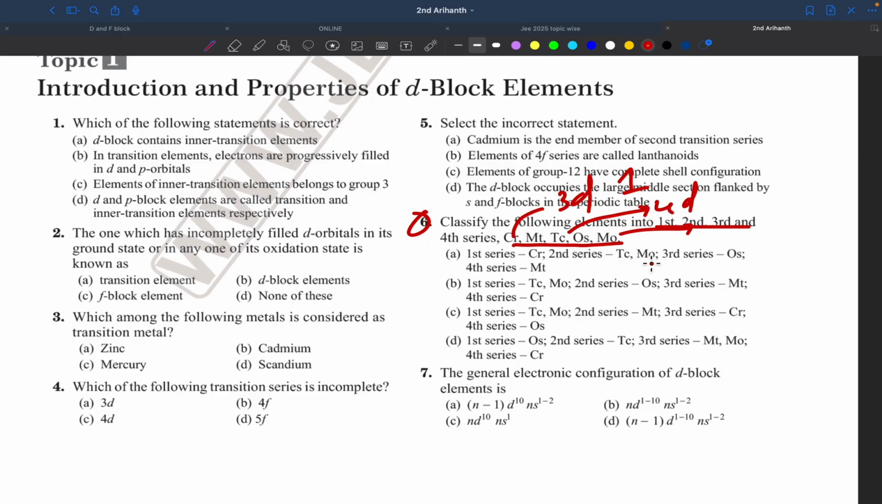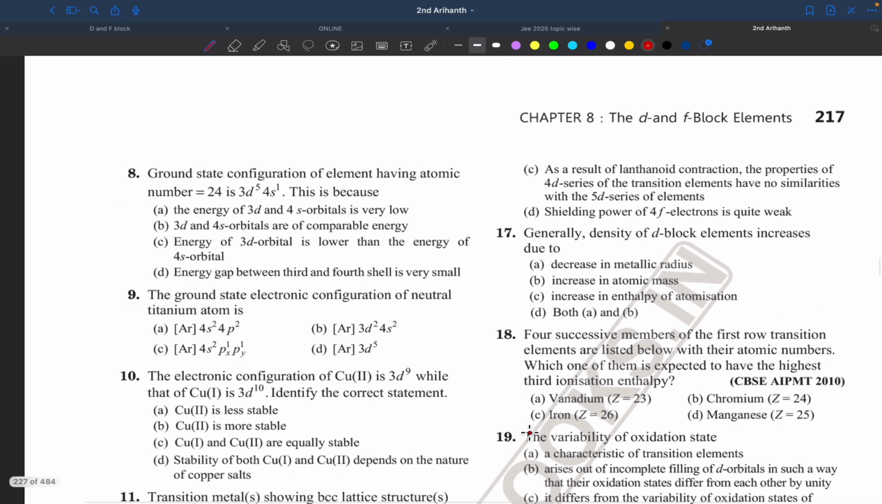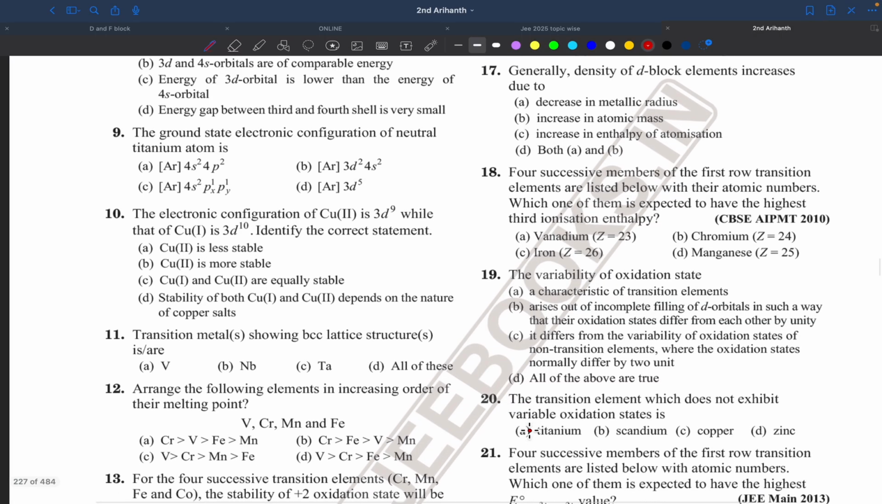Molybdenum belongs to the 4D series, that is the second series. Chromium is in the first series here. Answer is the first option. The general electron configuration of D block elements, you have to mention this one. So what should be the answer? n-1 d10, yeah, D block elements, this one is the answer, right? n-1 d1 to 10. There will be simple questions, they won't be very big.